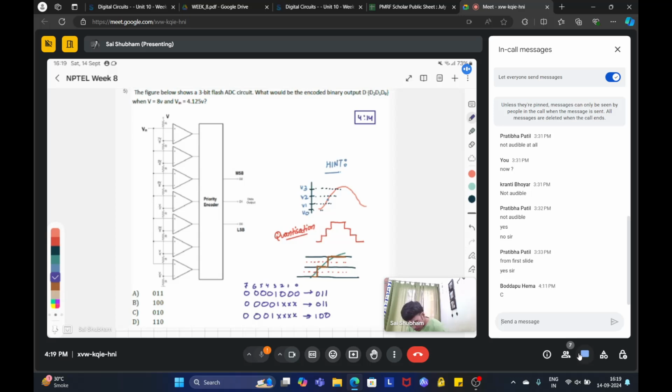So what a priority encoder will look at is that it will start from the MSB. It will keep on looking for the first 1. Okay. So here it encounters 0, then 0, 0, 0. And here at the third position, it encounters a 1. Okay. So what it does is that it gives you the output corresponding to the binary of the third position. Okay. And then it does not care about what lies after that 1. So that's why I have mentioned X over here.